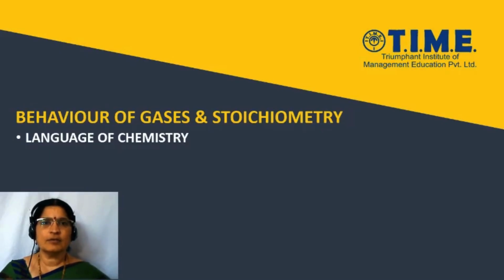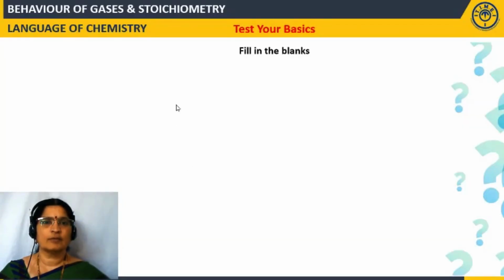In our previous session, we have discussed the various aspects of the language of chemistry, that is, naming of various substances and deriving formulae of different types of compounds. Now in this session, let us see how we will be able to answer the questions related to the language of chemistry. Fine. First, let us go into the test your basics section of the exercise. So these are fill in the blanks questions.